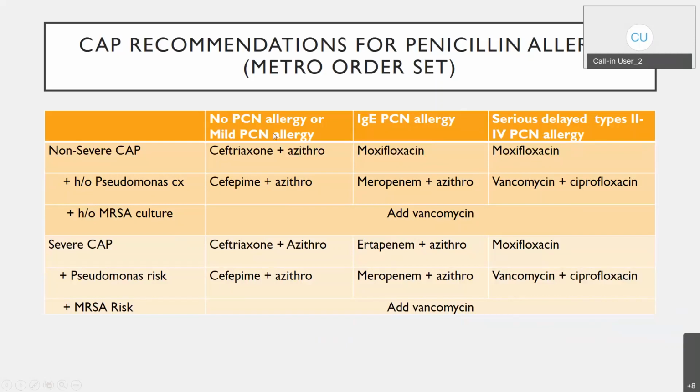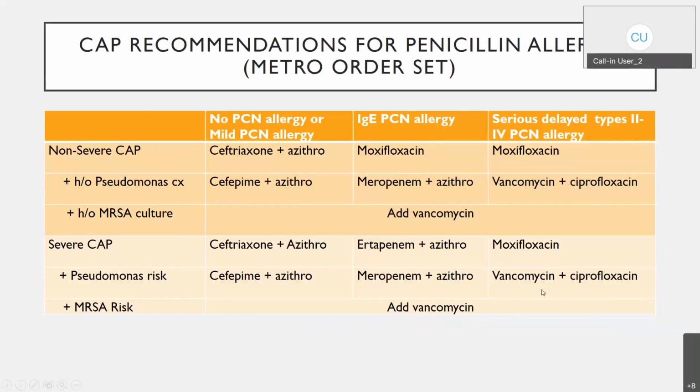So if they only have a mild penicillin allergy, then the recommendations really don't change. It's still ceftriaxone and azithro for straightforward non-severe or straightforward severe CAP. If they have a positive Pseudomonas culture that you want to cover for non-severe, then the ceftriaxone is changed to cefepime. And if they have severe and have a positive Pseudomonas risk, even if they don't have a positive culture, then you would also cover for Pseudomonas.